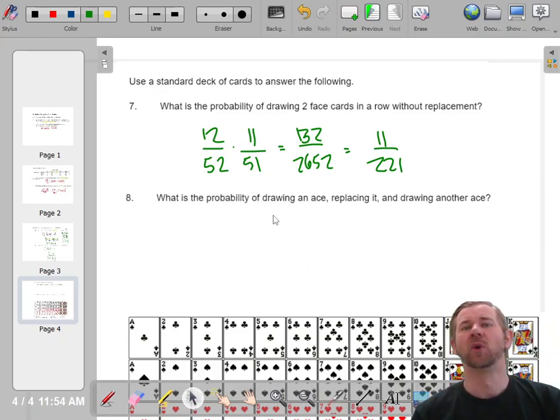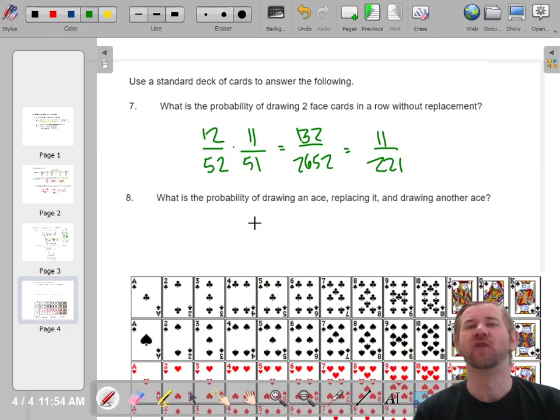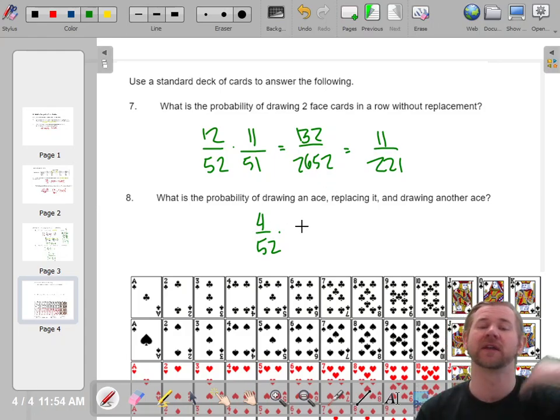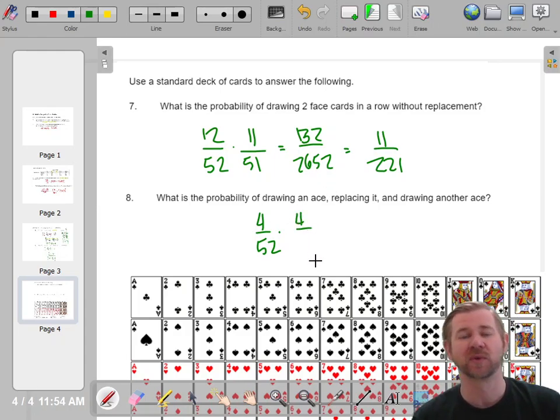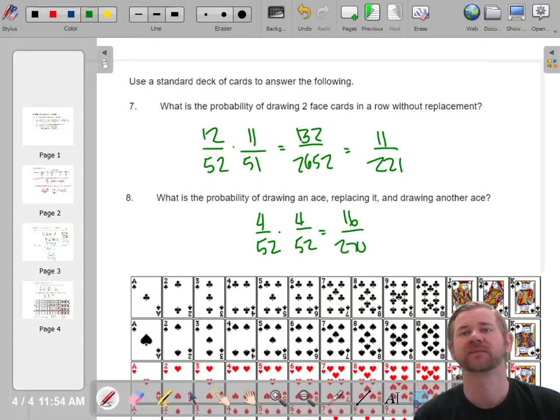Okay, one more. What's the probability of drawing an ace? There are 4 aces, 1 for each suit. So 4 out of 52. Replacing it, so there's still 52 cards in the deck again, and then drawing another ace. Well, there's still 4 aces because I put the one that I drew back in, and there's still 52 cards. So 4 times 4 is 16. What's 52 times 52? 2704.